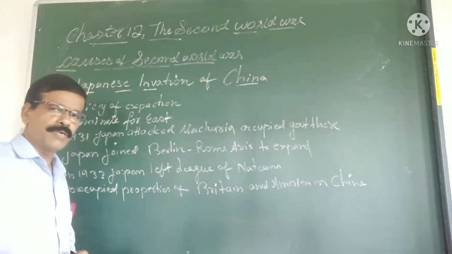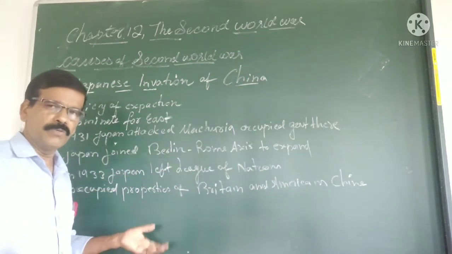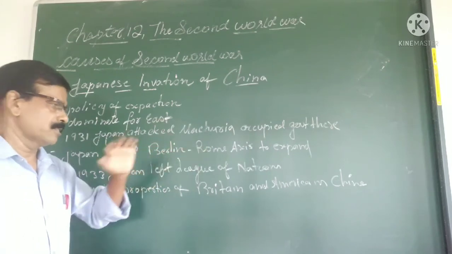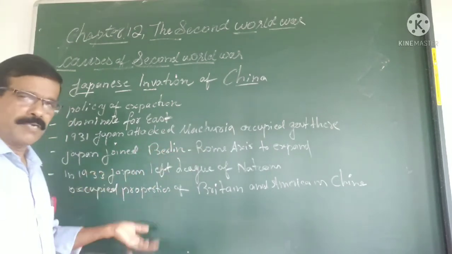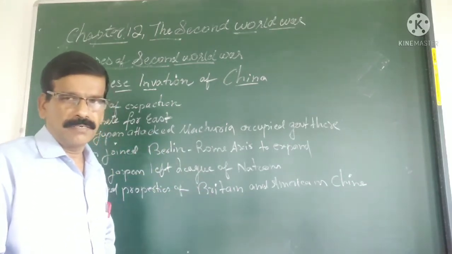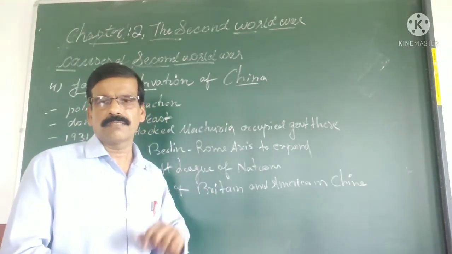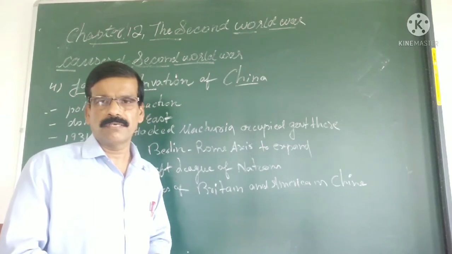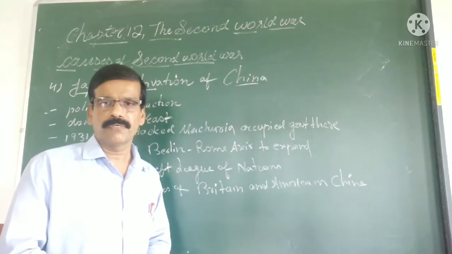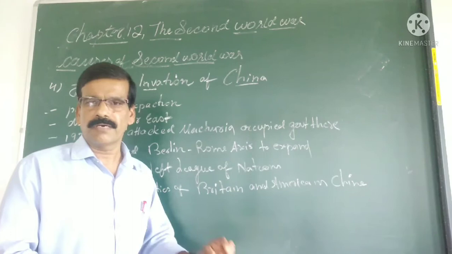And Japan also joined with Germany and Italy and formed a new alliance that is known as the Berlin-Rome Axis. And in 1933, Japan occupied the properties of Britain and America in China. Even though the League of Nations advised Japan to be restrained in occupying Chinese area and capturing the properties of Britain and the USA, Japan was not ready to follow their advice.